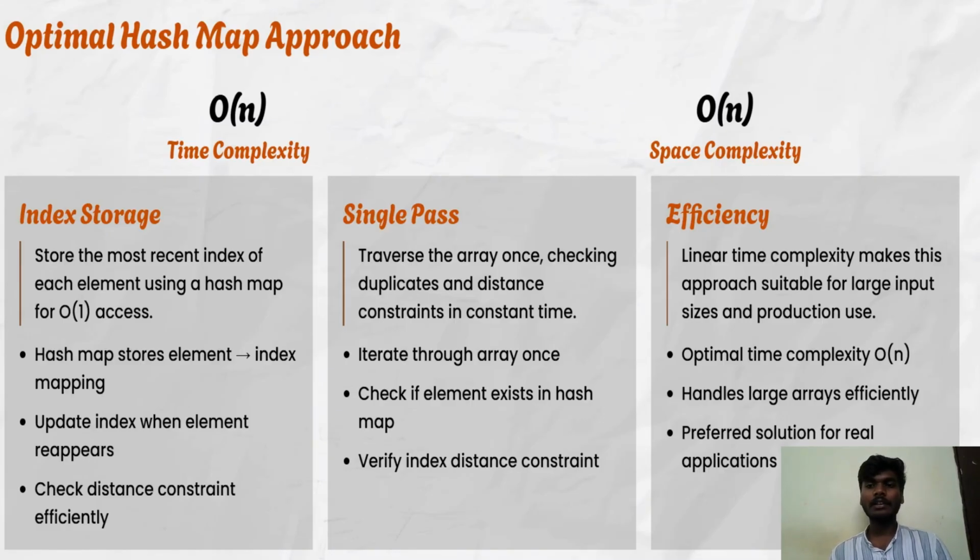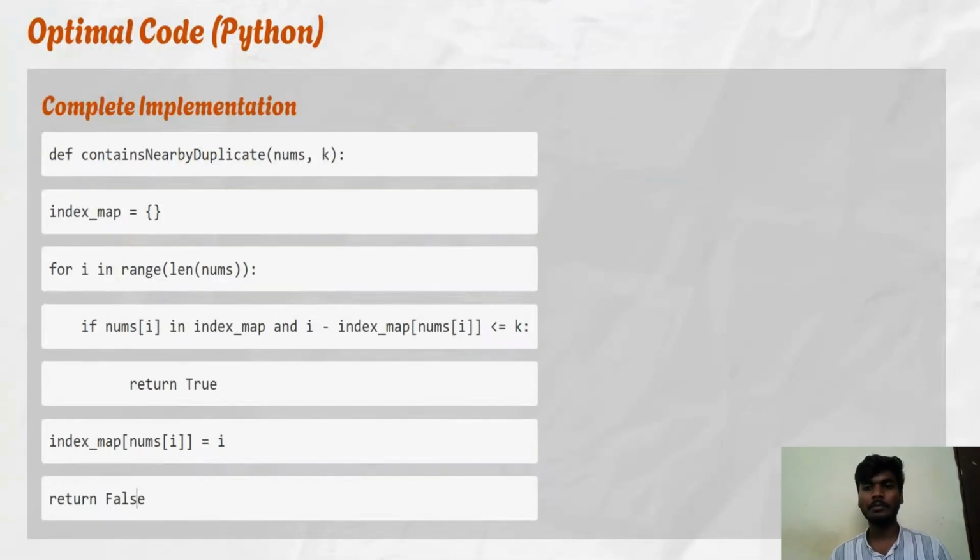Instead of comparing every pair of elements, we store the last index of each element while traversing the array once. Whenever an element appears again, we immediately check the difference between the current index and the previous index. If the difference is less than or equal to k, we return true. Otherwise, we return false.